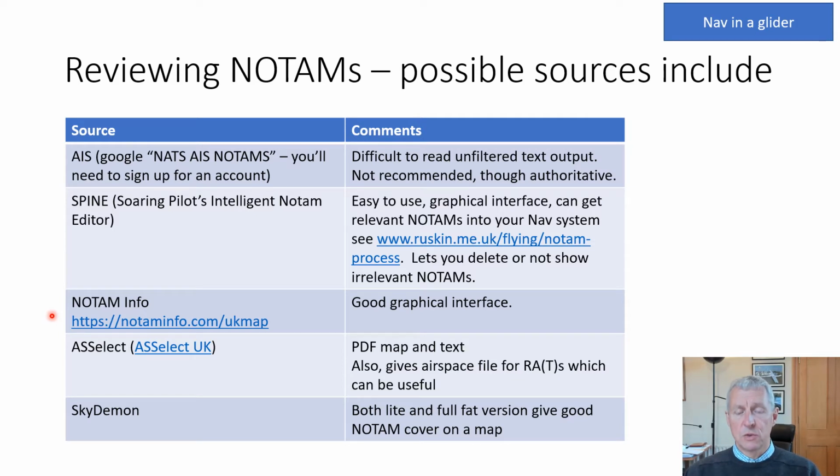There's a website called Notam Info. The link is there, and that's quite a good graphical interface which you can get a fairly easy to understand list of Notams, but you can't do quite the same thing in terms of deleting the ones that don't matter. If you go to Airspace Select, AS Select, which is a really good source of airspace information, on there you can find the day's Notams in the form of a PDF map and text. And that's not a bad way of getting at them if that's what you like.